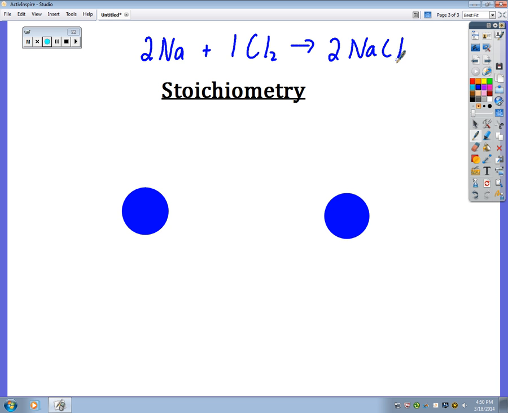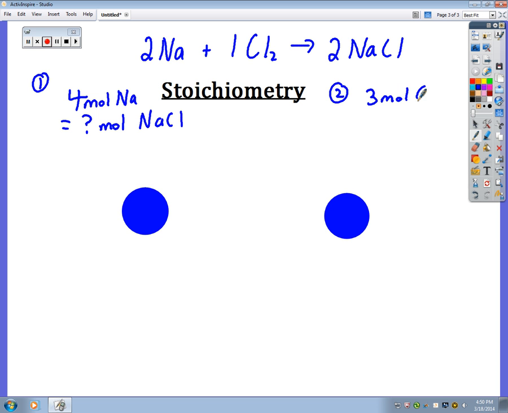Okay, we'll do a simple one. So 1 mole, actually just make it 4 moles of sodium equals how many moles of NaCl? That's our first problem. Our second problem is going to be 3 moles of chlorine equals how many moles of sodium?